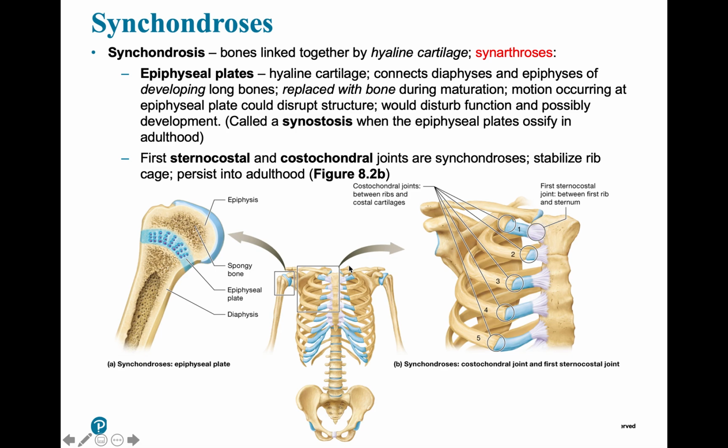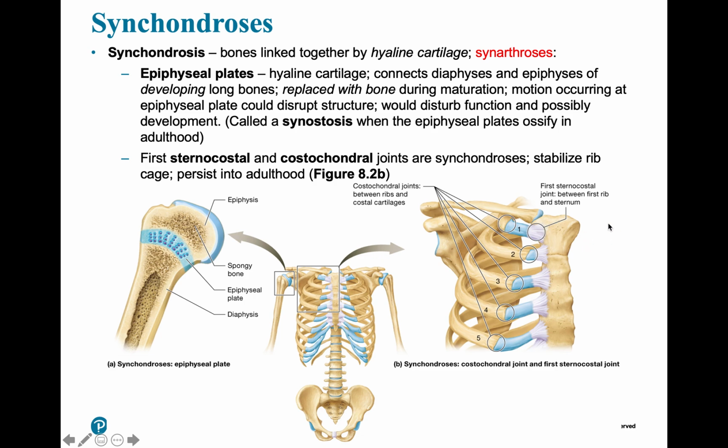The next location of a synchondrosis joint is between rib 1 and the manubrium of the sternum. Both this right here and here, so this would be called the sternocostal and costochondral. So sternocostal means between the sternum and the costal cartilage, right here. Here's the costal cartilage. Costochondral would be between the costal cartilage and the ribs. Sorry, I lost my train of thought.